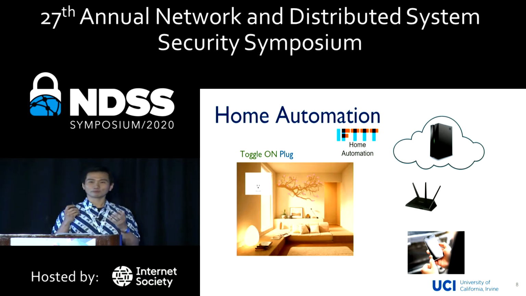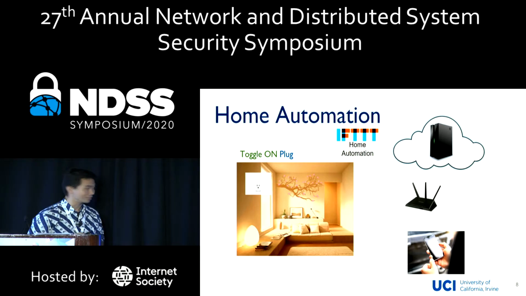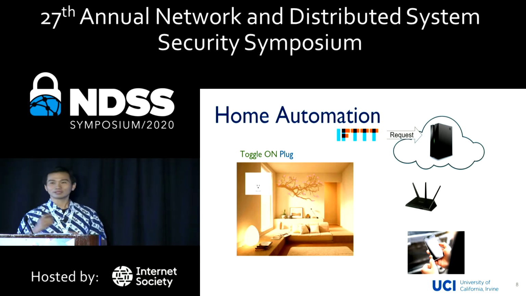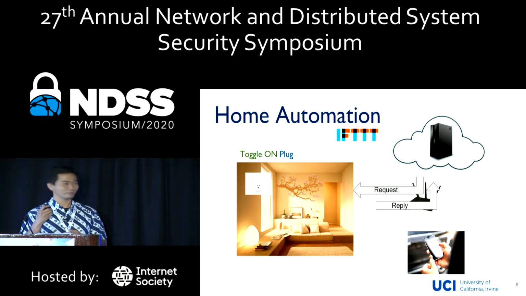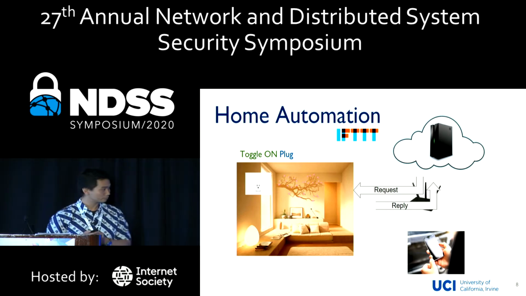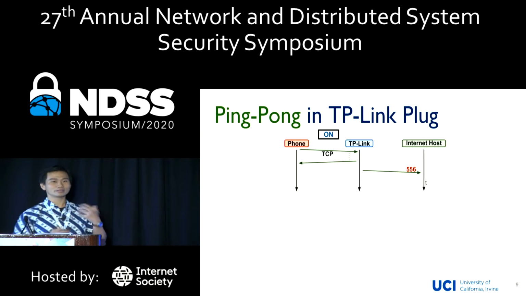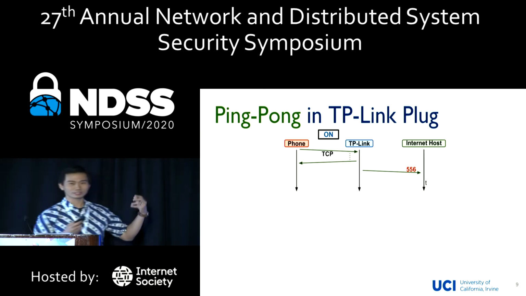For example, we set up a rule at 5 p.m., turn on the plug. So at 5 p.m., the home automation service is going to make a request to the vendor's cloud. And when the cloud relays this command to the plug, again, we see this request-reply pair. So we made a more detailed observation. This is the simplest case, the TP-Link plug.